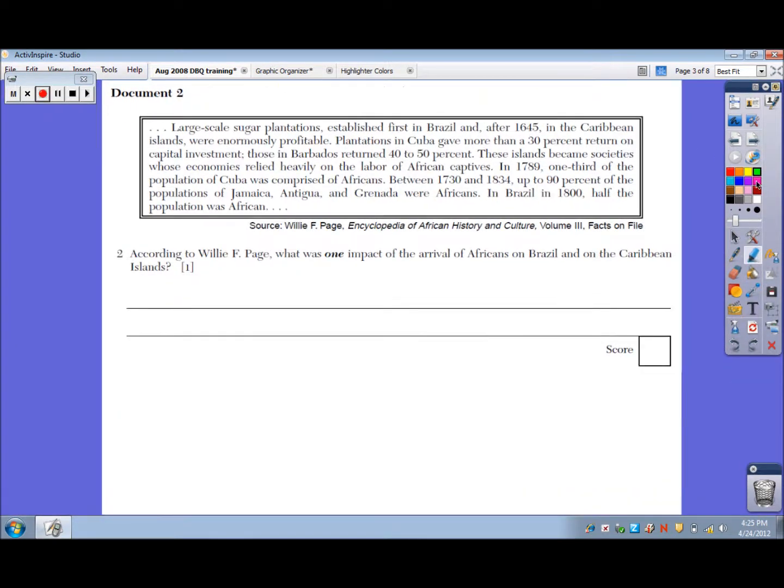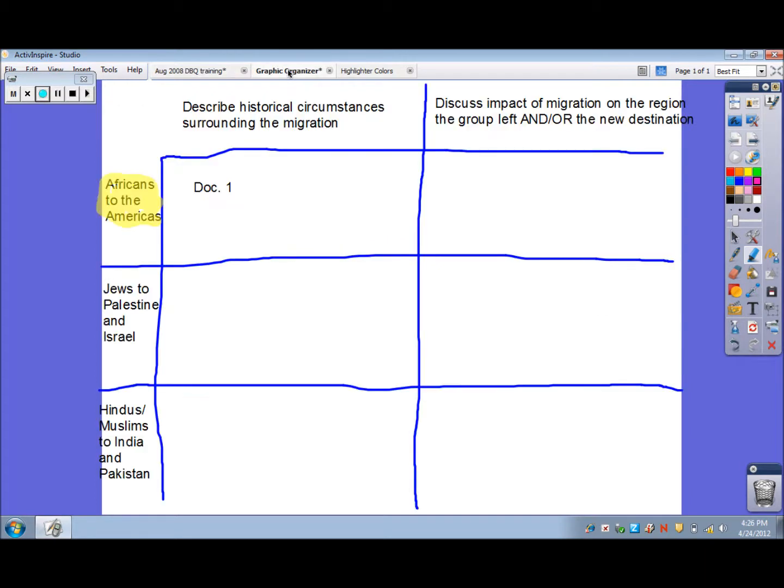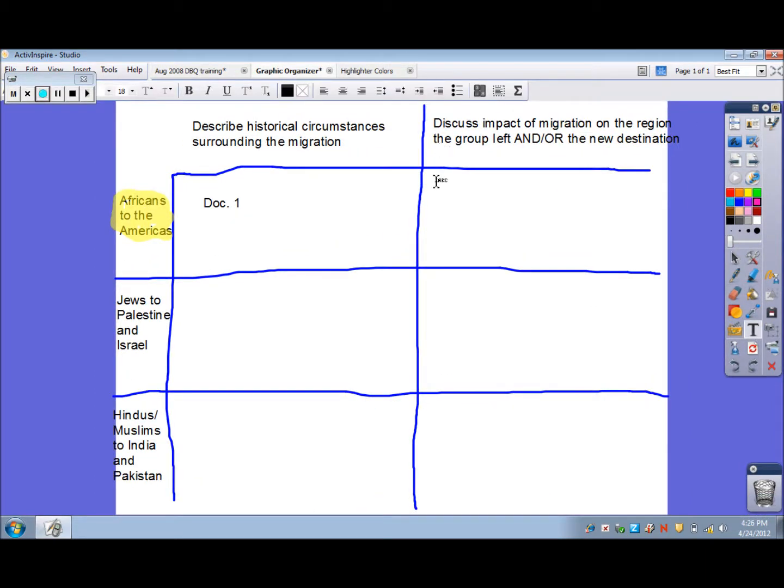Same method here. We want to get our pink highlighter in hand before we write. Read the question first with your pink highlighter in hand. It says, question 2, according to Willie F. Page, what was one impact of the arrival of Africans on Brazil and on the Caribbean islands? So here's that word impact. So, I mean, even if we wanted to, we know we're talking about impact. We could already put Doc 2 right here. You know, there's no doubt you can go out of order like that.